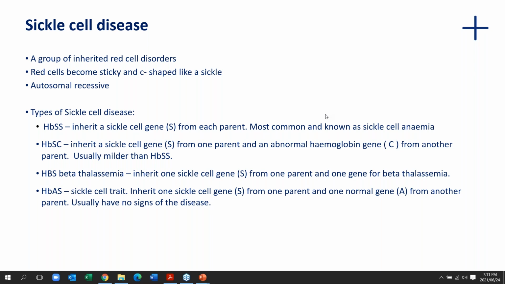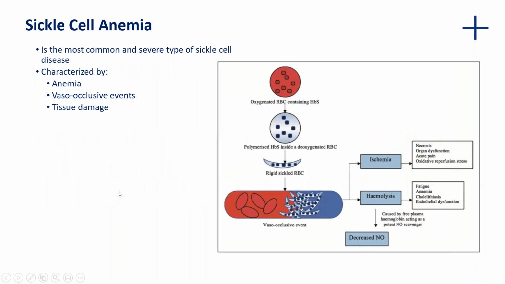Next slide, please. So as I said, we'll be concentrating more on sickle cell anemia this evening, and in the previous slide, I mentioned this is the most common type, and it is the most severe type of sickle cell disease. And it is characterized by anemia, vaso-occlusive events, and tissue damage.